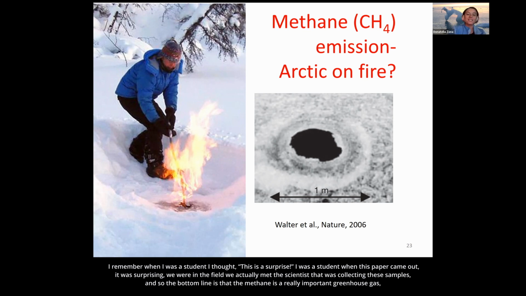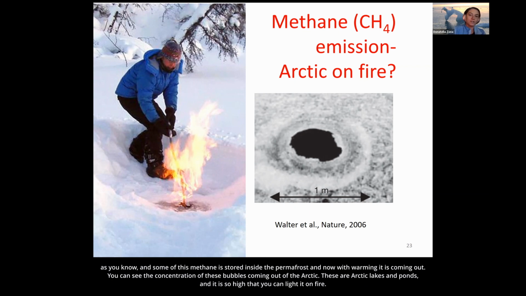It was surprising. We were in the field. We actually met the scientist who was collecting these samples. And so the bottom line is that methane is a really important greenhouse gas, as you know, and some of this methane is stored inside the permafrost, and now with warming it is coming out. You can see the concentration of the bubbles coming out of these Arctic lakes and ponds is actually so high that you can light it on fire.